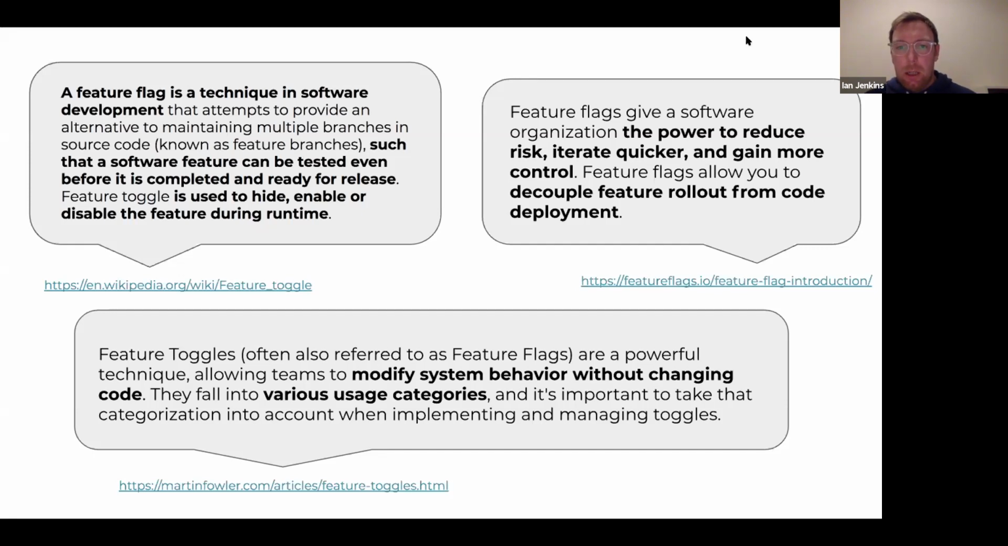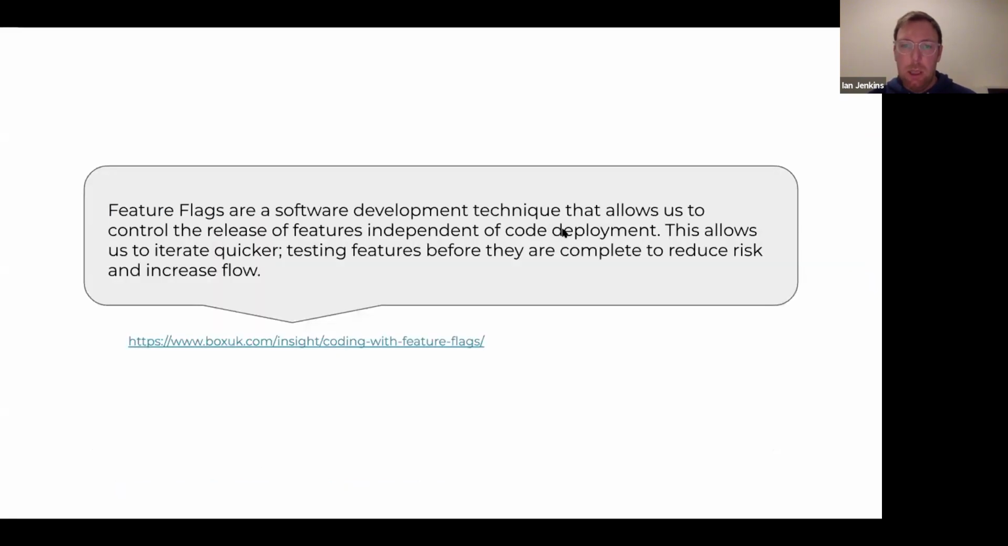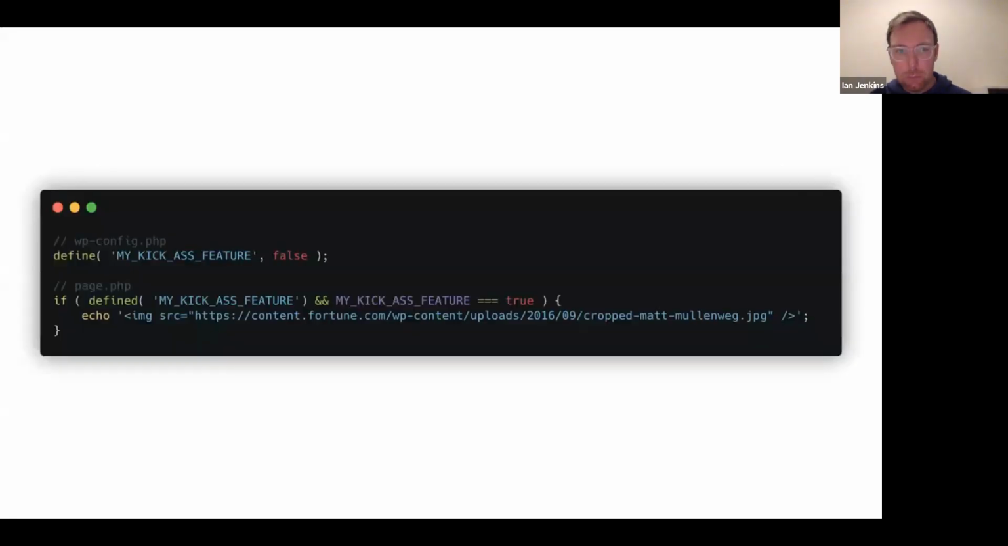And then recently I did a blog post on the Box UK website about feature flags and came up with my own definition based off these. So this is how I would define feature flags. Feature flags are a software development technique that allows us to control the release of features independent of code deployment. This allows us to iterate quicker, testing features before they are complete to reduce risk and increase flow. So hopefully I'll be able to give a bit more texture to this definition throughout this talk.